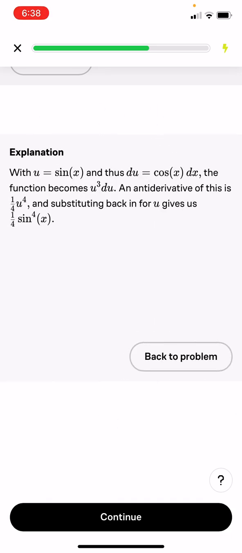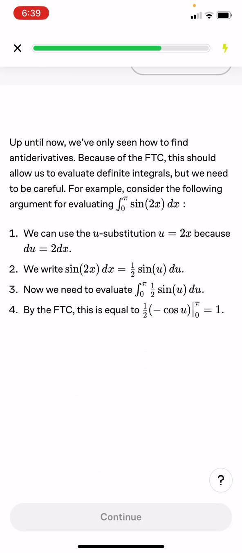When u equals sine x, and thus du equals cosine x dx, the function becomes u cubed du. And the antiderivative of this is 1 over 4 u to the fourth. Substituting back for u gives us 1 over 4 sine to the fourth x.